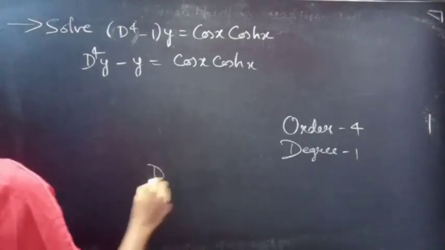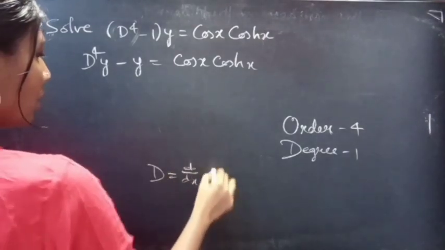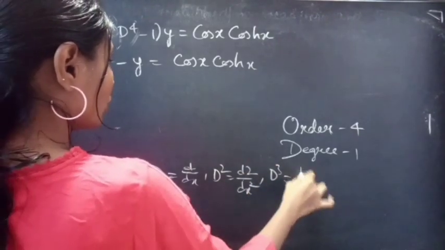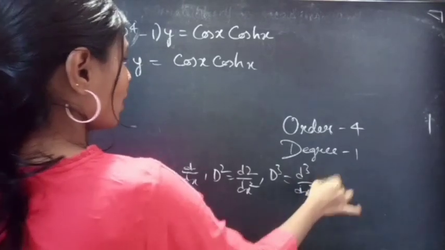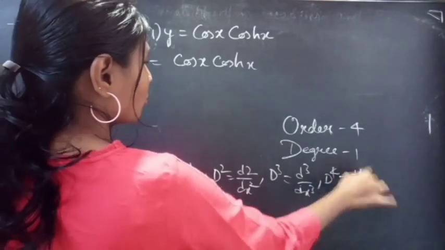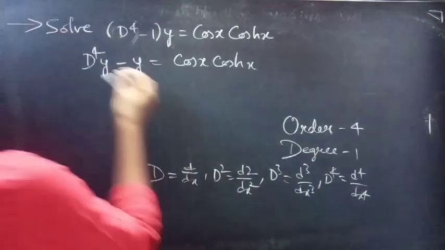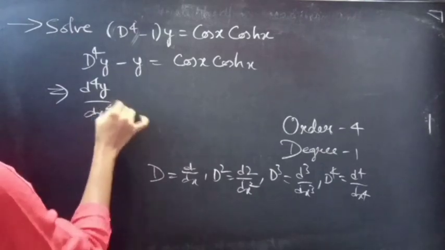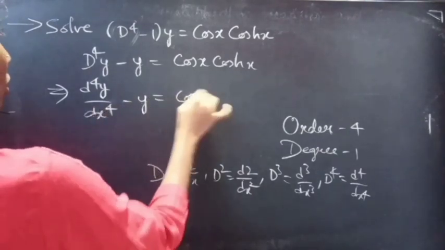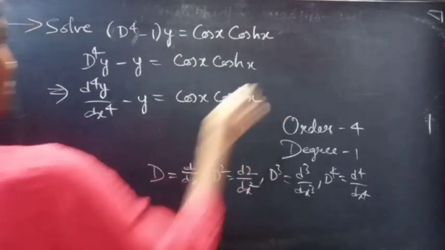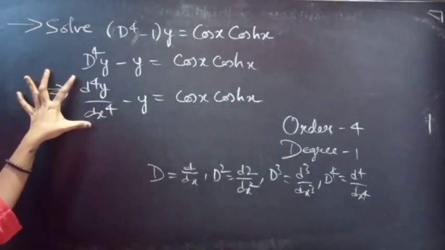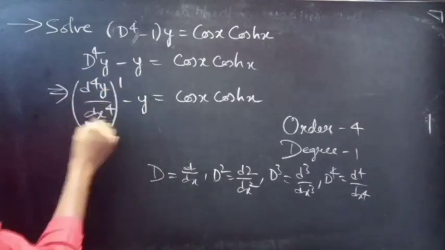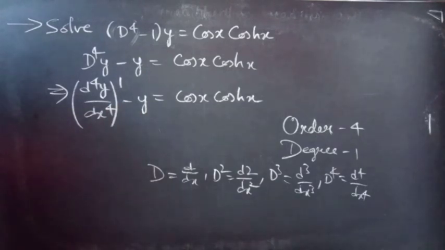Now, we know that D is a differential operator. Then D^2 will be d^2/dx^2, D^3 is d^3/dx^3, and D^4 is d^4/dx^4. So we can write our equation as d^4y/dx^4 minus y equals cos x cosh x, right? Here d^4y/dx^4 is the highest derivative, so our order will be 4, and the highest power of the highest derivative is the degree. Degree is 1. Right? Now coming to the problem.